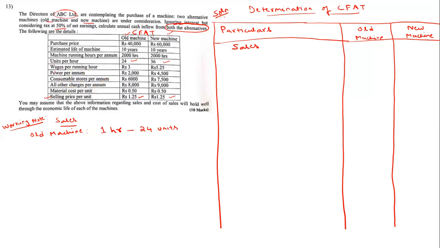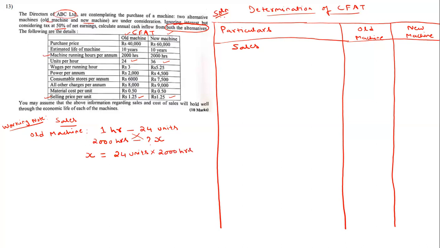Now, just by looking at these data, you will be thinking that, okay, these data are not related to the machine. But yes, just about the units per hour, if you see machine running hours per annum, the total number of hours happens to be 2000 hours. Now, for 1 hour, if it is 24 units, then for 2000 hours, how many units is it? Certainly, by now you have understood how to calculate. It's a cross multiplication, and you can consider this as x. So x is equal to 24 units multiplied by 2000 hours.